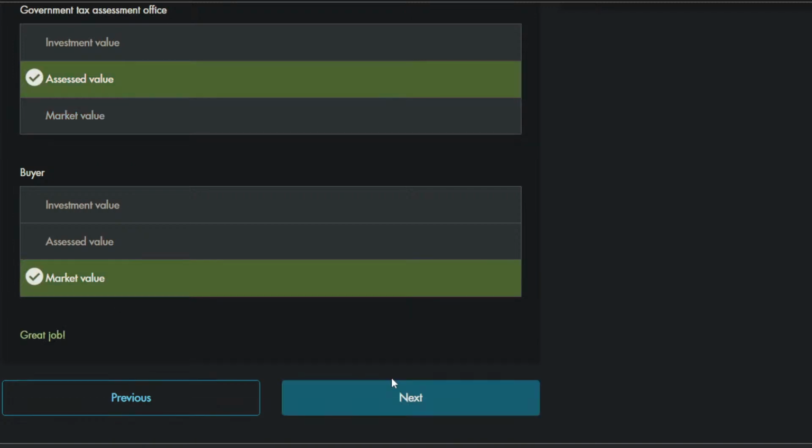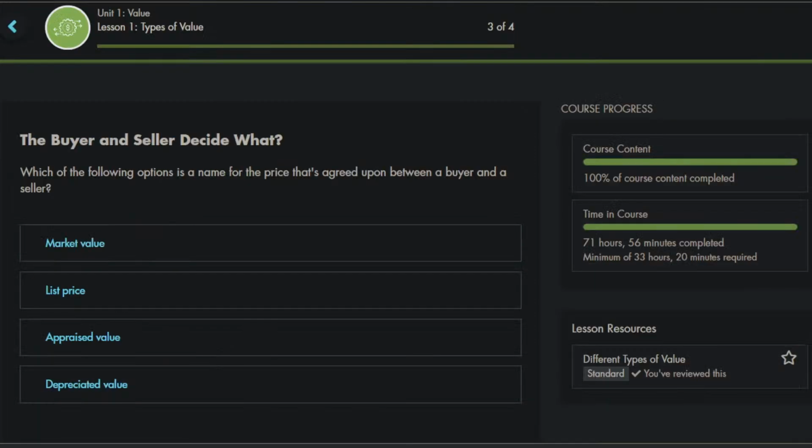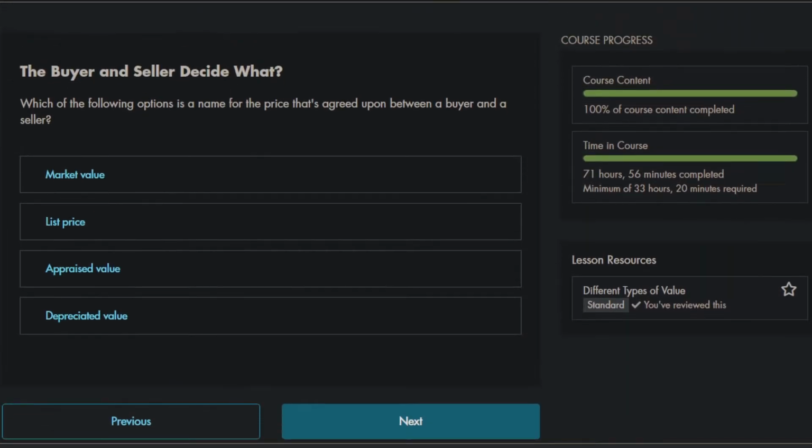Buyer, market value. We can check our answers. We got them all right. We move on. I do move through this pretty quickly because again I've been through this already. So this is a review for me.